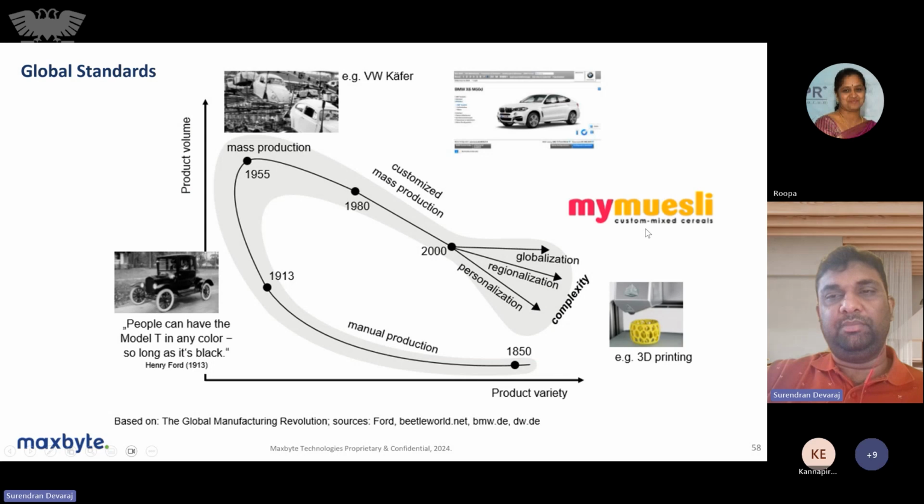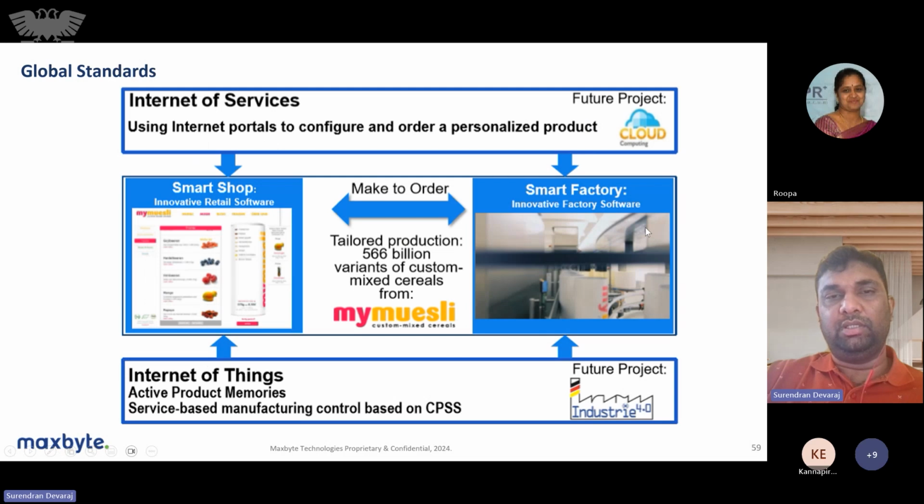For example, My Muesli is a food and beverages company where they make cereals, and they handle about 566 billion variants of custom mixed cereals. Users can select and order it, and they will then go for the manufacturing of the particular cereal by mixing some of the products and making it as a new version.